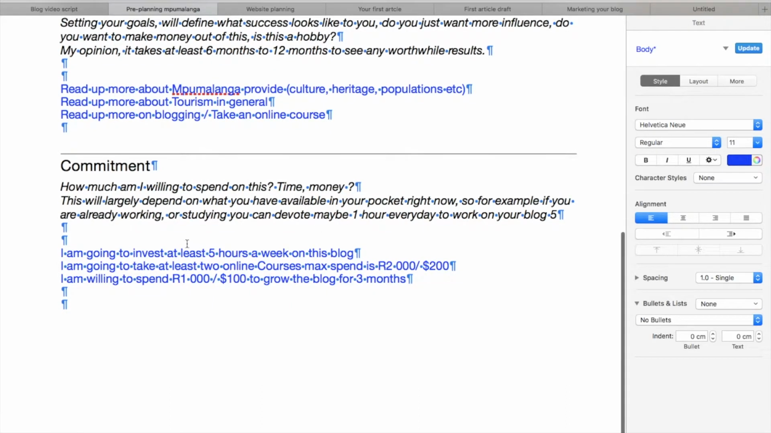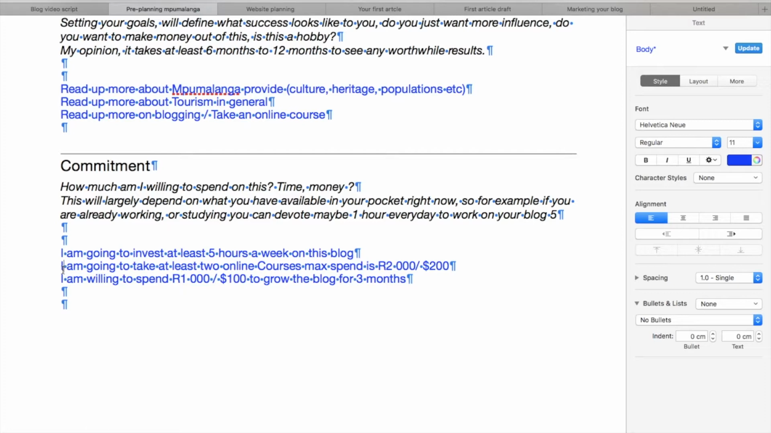For example, I said I'm going to invest at least 5 hours a week on this blog. And this is based on the fact that I'm working and I don't have anything to do after work. So I can afford to spend at least 5 hours. It could be more, but 5 hours is the minimum that I'm going to spend on this blog. The next thing I said is that I'm going to take at least 2 online courses, and my budget for this is 2,000 Rand or $200.